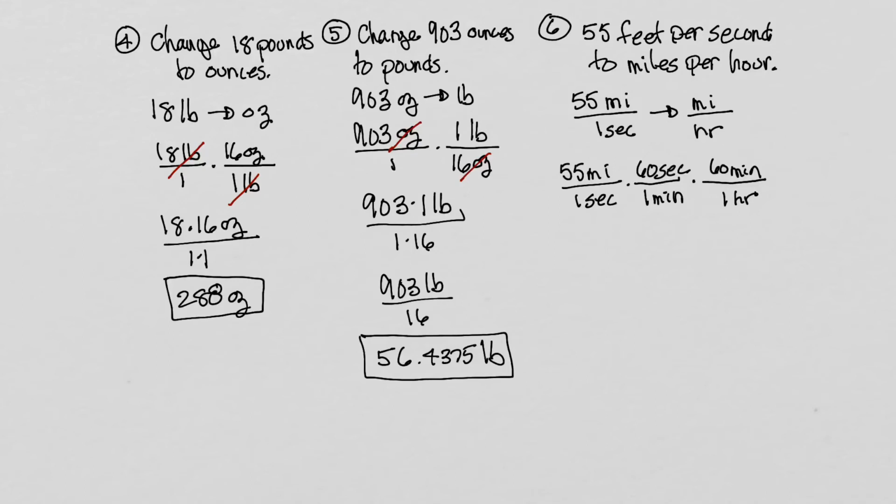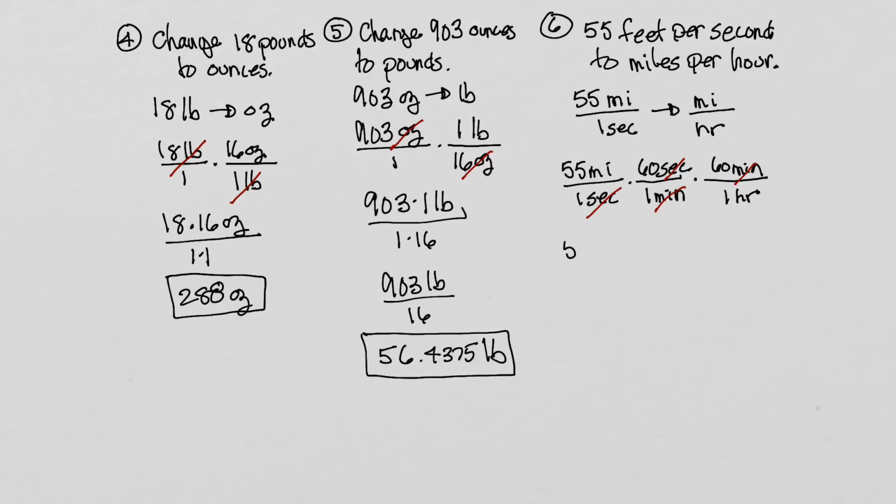So look at our cancellations here. Seconds and seconds cancel. Minutes and minutes cancel. And let's look at what we have left: 55 miles, so we'll write that. We have 55 miles times 60 times 60, all over, in our denominator, 1 times 1 times 1 hour.